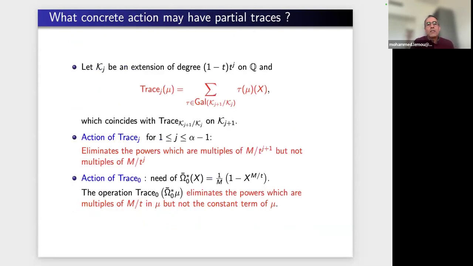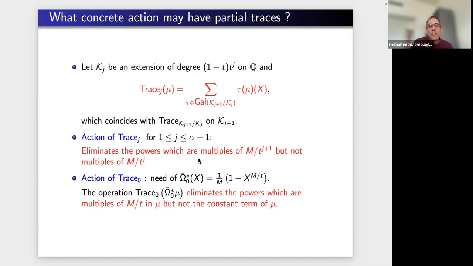Okay, now one may ask, what is the action of these traces? If you take just a trace of an extension K_{j+1} over an extension K_j, an intermediate trace, which I call here trace J, what is the action? I mean, the Galois theorem is an abstract form. We need some concrete applications.